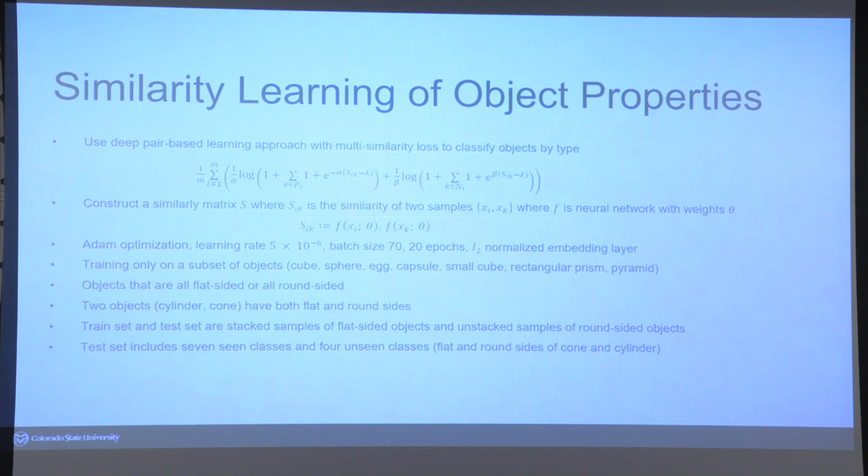These are all objects that are only flat or only round. Then we have our two objects, cylinder and cone, that are both. So in the train and the test set, we have samples of flat-side objects and round-side objects. The flat-side objects were ones that were stacked successfully, and the round objects were the ones that did not stack. And then the test set will include the 7 seen classes above and also the 4 unseen classes, that is cone and cylinder, split according to their behavior.